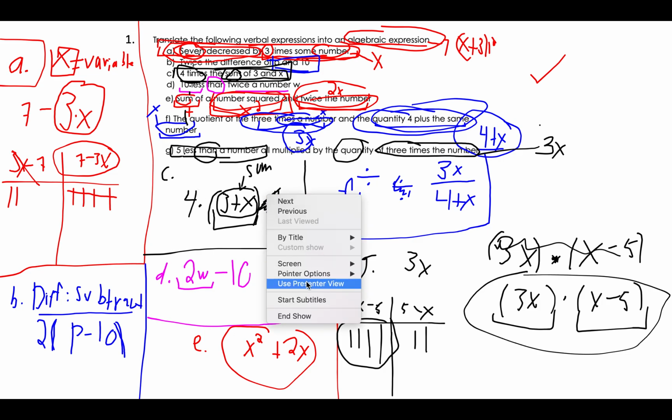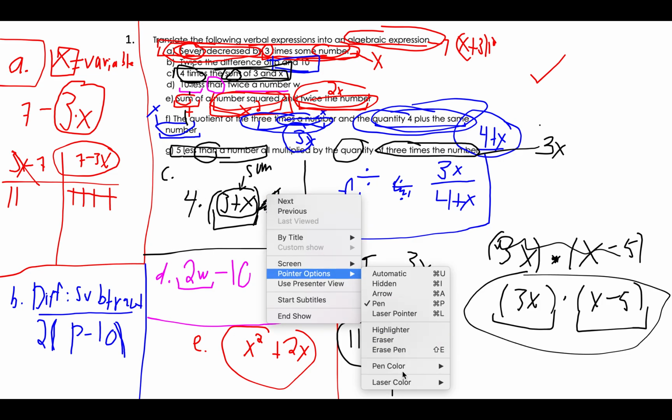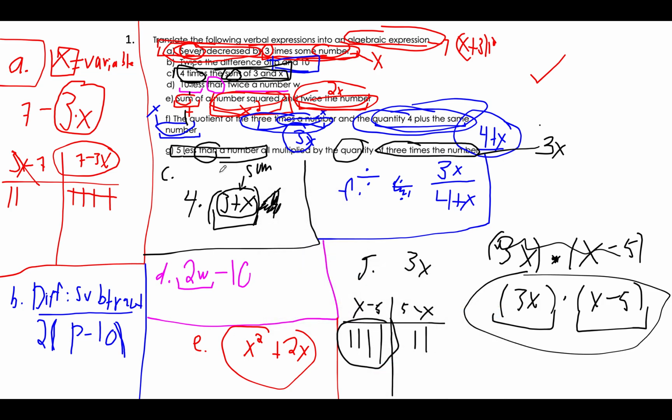And then G said the following, if I could ever change my pen color. 5 less than a number, all multiplied by the quantity of 3 times that number. So 3 times that number gives us 3x. And then 5 less than a number is going to be x minus 5. So we need to multiply them together to get our answer. So that was going to be 3x multiplied by x minus 5. And that is how we approached that problem.